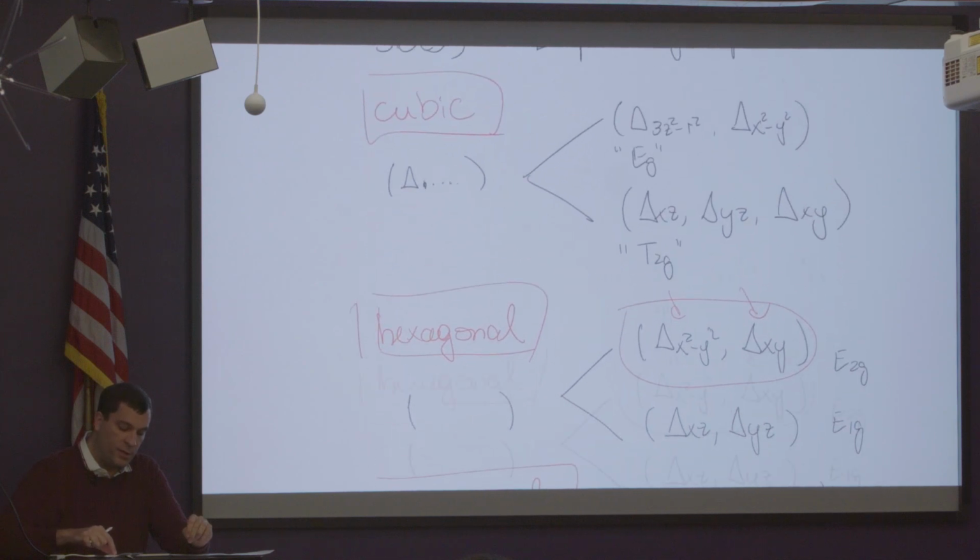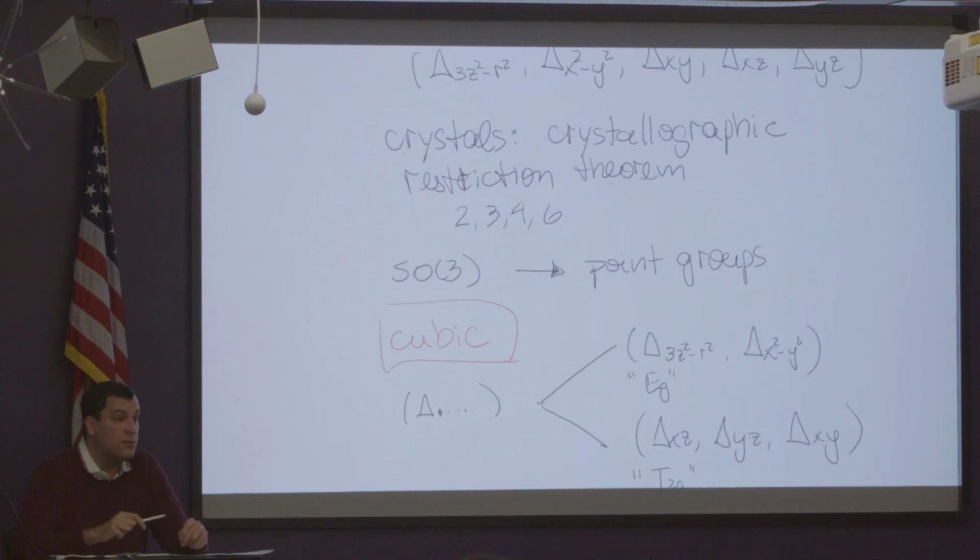Just so you know, for group theory enthusiasts, SO3 is a non-abelian group. Point groups can be abelian or non-abelian. Only non-abelian point groups have multi-dimensional irreducible representations, which are multi-component superconductors. So I'll mention this later.